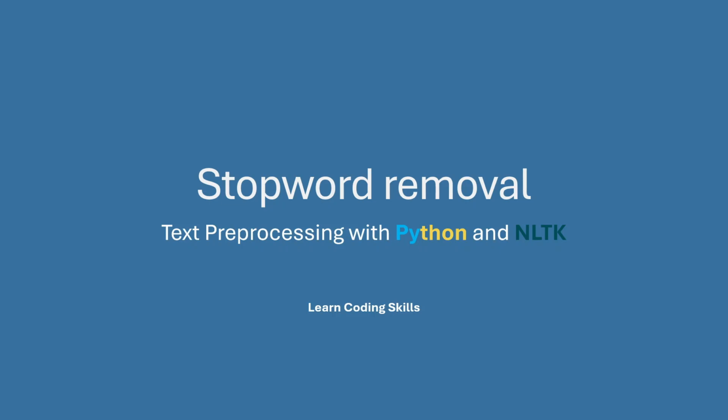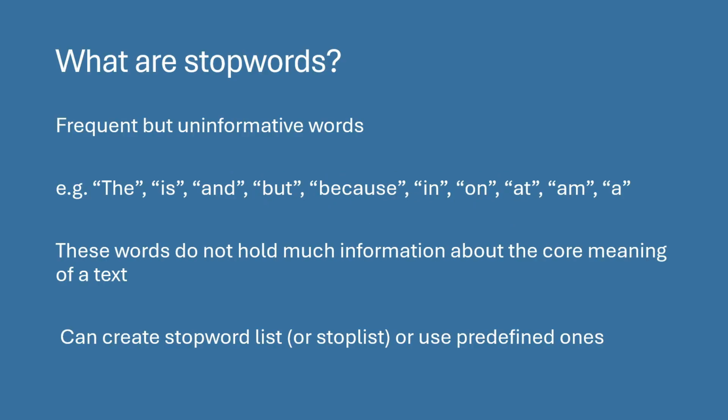This is another video in our text preprocessing with Python and NLTK series, and today we're looking at stopword removal. So first of all, what are stopwords? These are frequent but uninformative words. I've listed some examples below: the, is, and, but, because, in, on, at, am, and a.